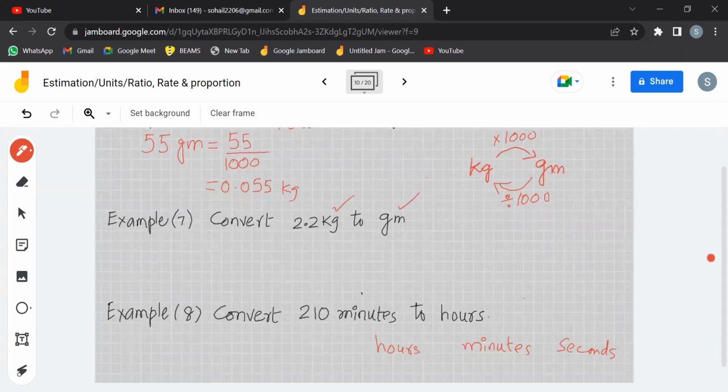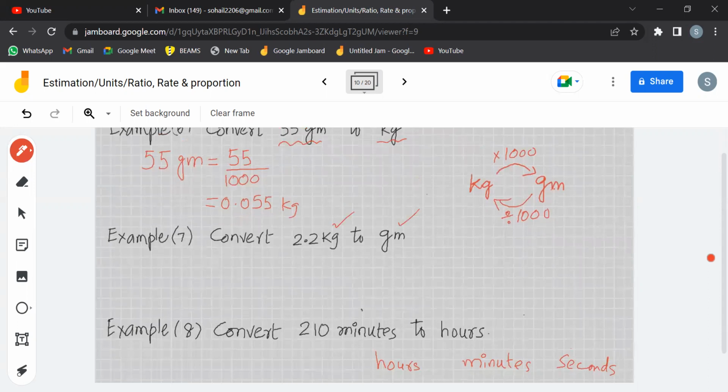From kilogram to gram means from left to right in this order. So 2.2 kg is equal to 2.2 multiplied, because it is from bigger to smaller, multiply by 1000. When you simplify it is 2200, and you are in grams.